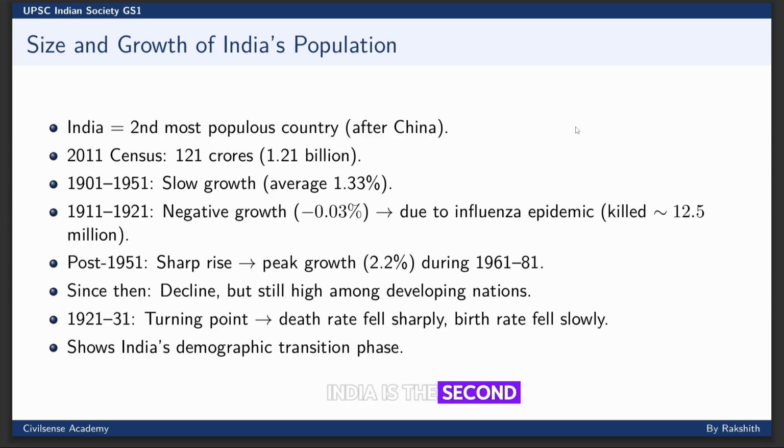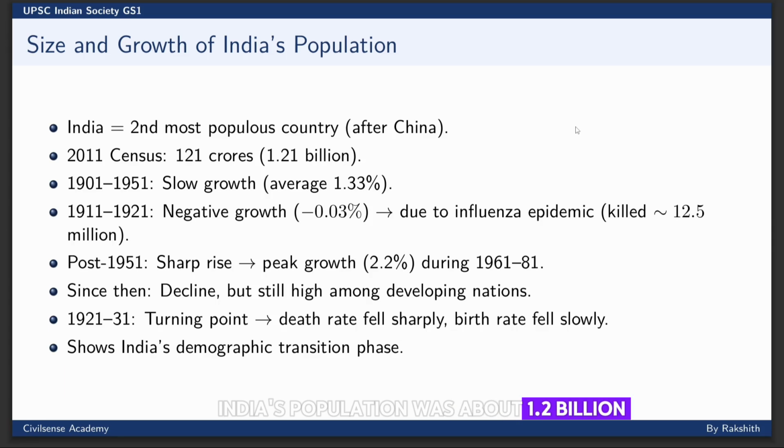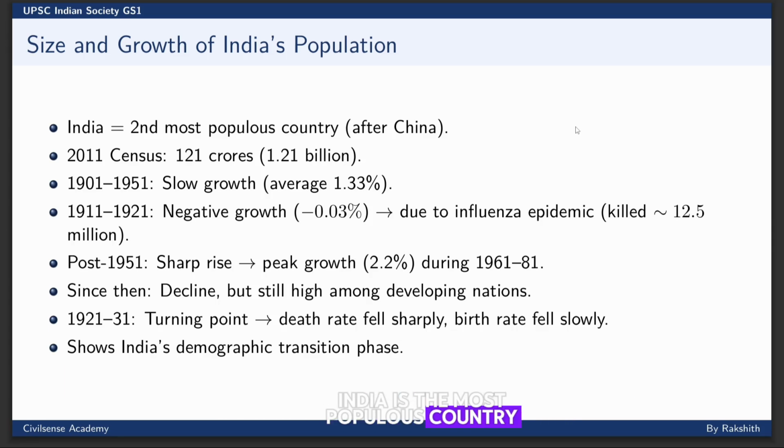Now, India is the second most populous country in the world. According to the 2011 census, India's population was about 1.21 billion. And according to the latest data, India is the most populous country. Between 1901 and 1951, population growth was slow. Between 1911 and 1921, population even declined due to the influenza epidemic, which killed over 12 million people. After independence, growth increased rapidly. From 1961 to 1981, growth was around 2.2%, showing clear demographic transition.